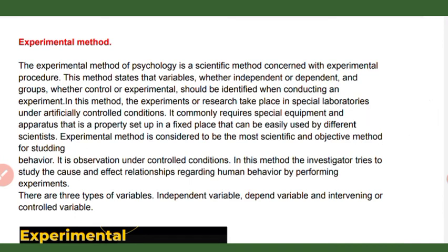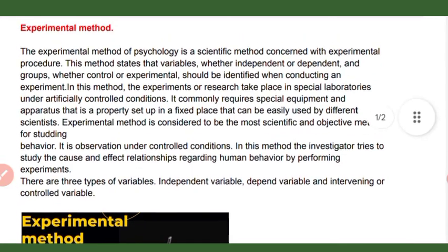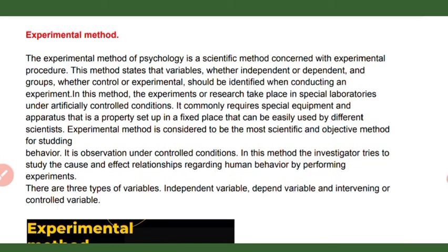Okay, and for experimental method, teacher needs apparatus, like some equipment. So teacher has to arrange all those things. If teacher has to show some experiment to students, then teacher usually takes students to laboratory and does some type of experiments there. Okay, so you can see here it is observation under controlled condition.